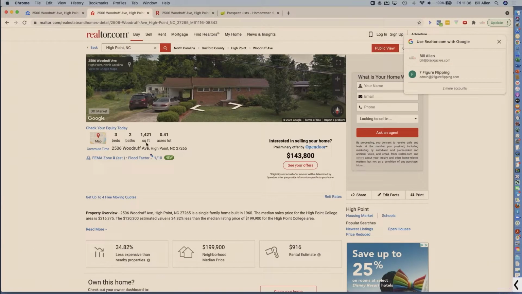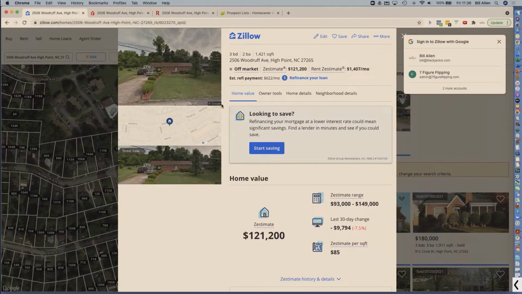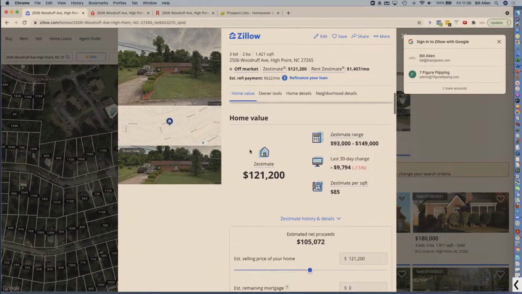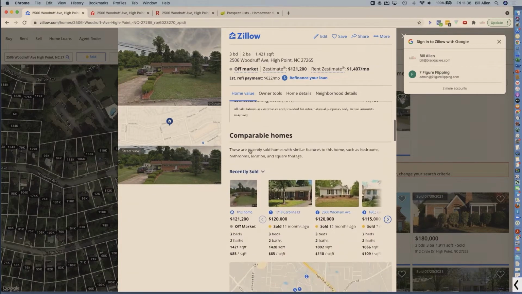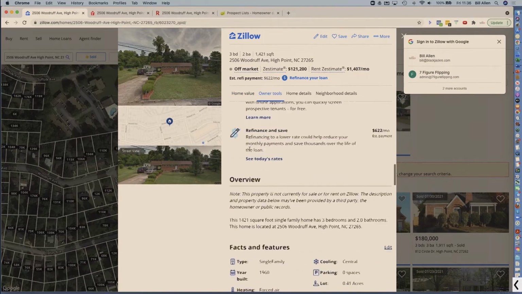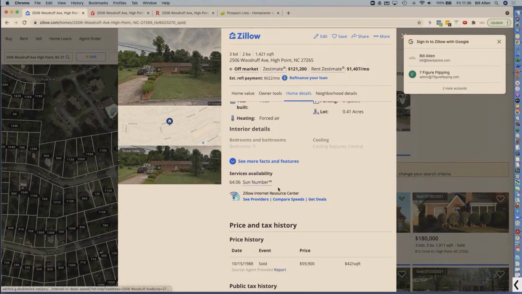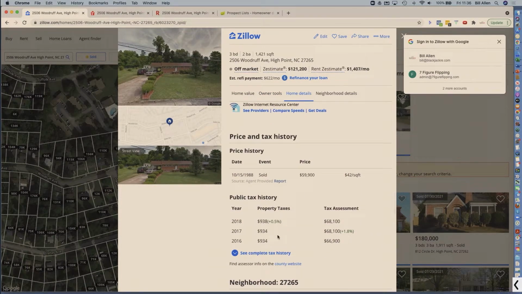3-bed, 2-bath, 1,421 square feet, 0.41 acres. They got a picture of the house here, it looks like. So that gives me a little bit of an idea. Typically the way I try, and I haven't done this here in this county yet, but I usually go back to here, the tax history, right?